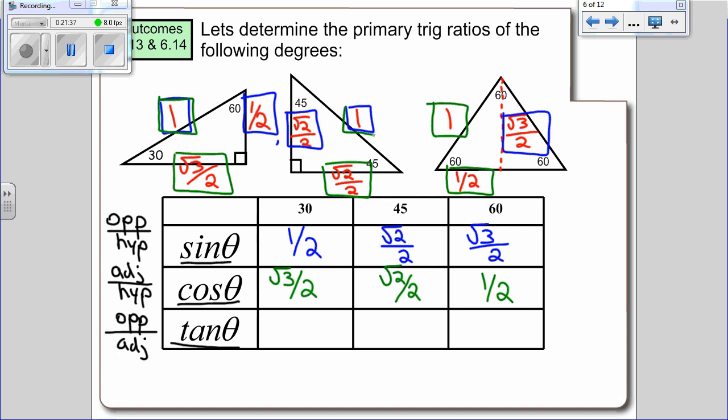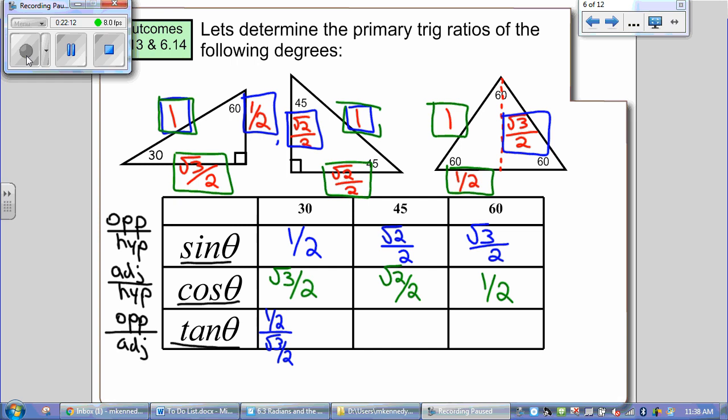The tangent one is a little bit harder. The reason the tangent one is a little bit harder is tangent is opposite divided by adjacent, so I'm not dividing by 1 anymore. So opposite divided by adjacent for my 30-degree triangle would be 1/2 divided by root 3 over 2. You're going to have to simplify that thing. So you have a fraction divided by a fraction. You're going to have to do some kissing and some flipping. So I'm just going to write that on the top and kiss and flip it up here. So if I had 1/2 divided by root 3 over 2.